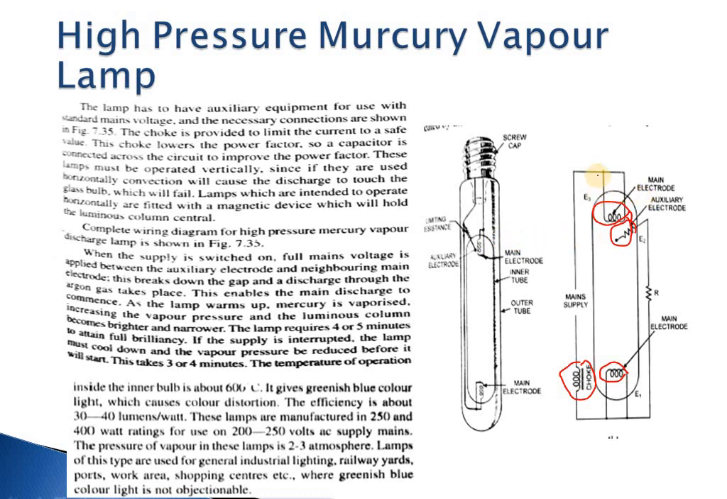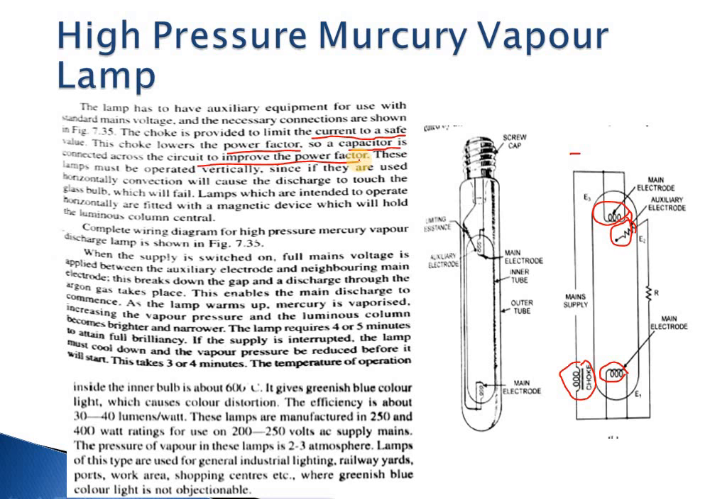So definitely you have to remember that this choke is provided to limit the current to a safe value, and the choke lowers the power factor. So a capacitor is connected across the circuit to improve the power factor. This lamp must be operated vertically, since if it is used horizontally, convection will cause the discharge to touch the glass bulb, which will fade. The lamps which are intended to operate horizontally are fitted with a magnetic device which will hold the luminous column central.